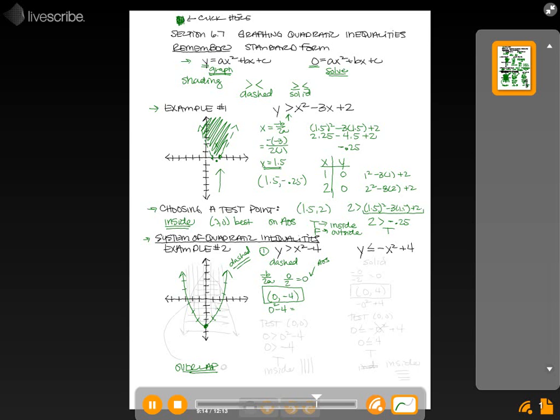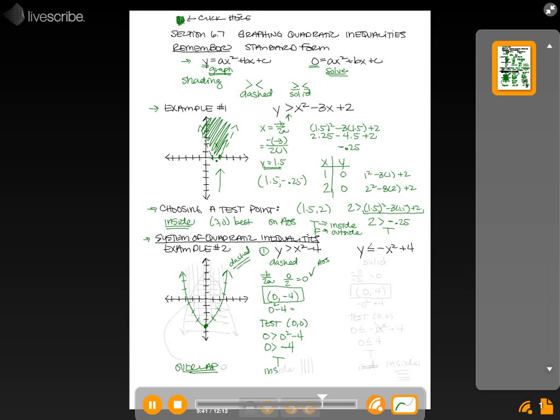Now we're going to go ahead and test this. We're going to use 0, 0 because we can obviously tell 0, 0 is inside of our parabola. So we get 0 is greater than 0 squared minus 4. 0 squared minus 4 is going to be negative 4. We solved that earlier. And this ends up being true. So we will shade the inside of this parabola.